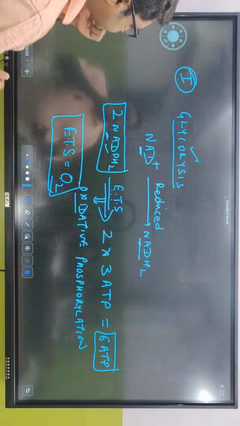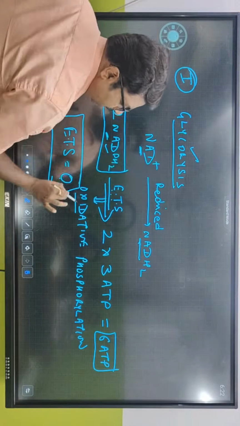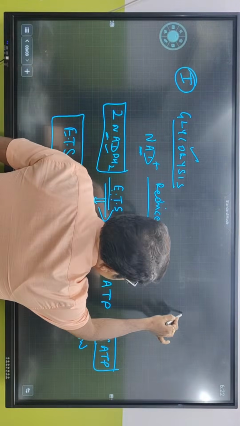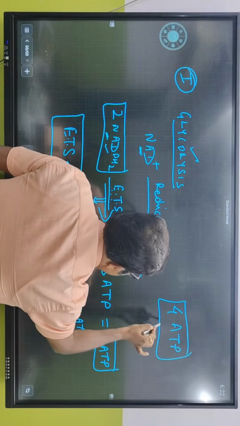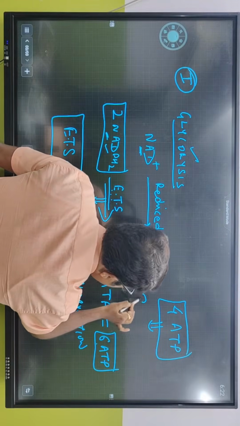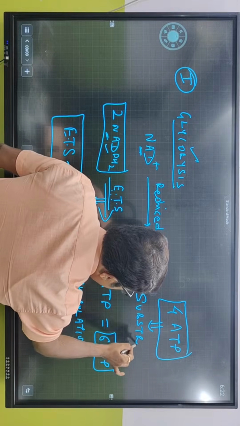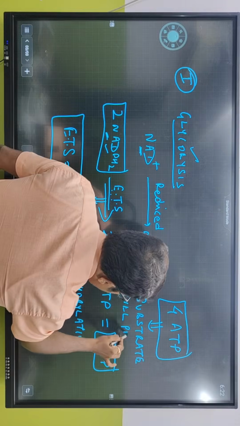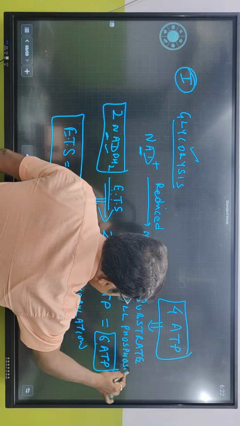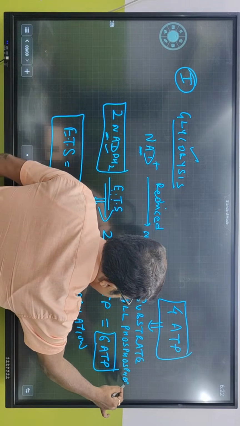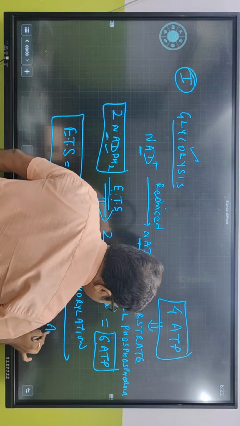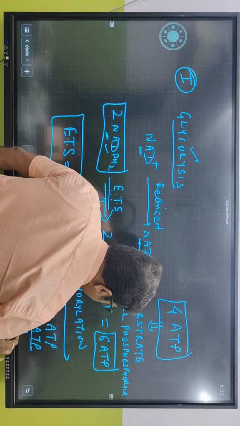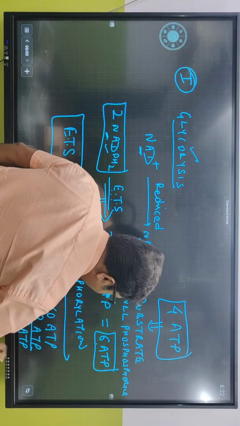Clear? Now, in total here 6 ATP, and what do we know? 4 ATP is formed directly in glycolysis. Now who is going to tell me what this direct formation is called? What is that process called? It is called substrate level phosphorylation, SLP. In substrate level phosphorylation, 4 ATP get formed. So in total 10 ATP is formed, but out of 10, 2 ATP is being consumed. So net gain is 8 ATP.